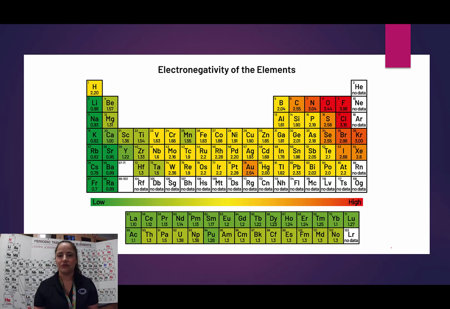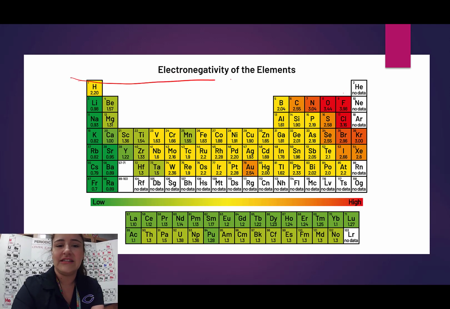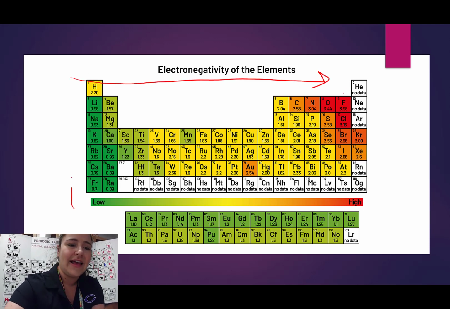Here is that visually. You can see fluorine being the most, going from low to high and increasing as you go across the periodic table and as you go up.